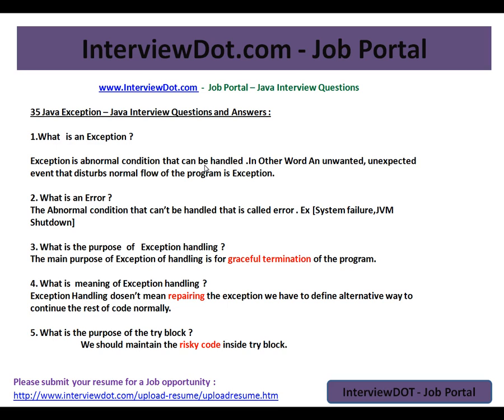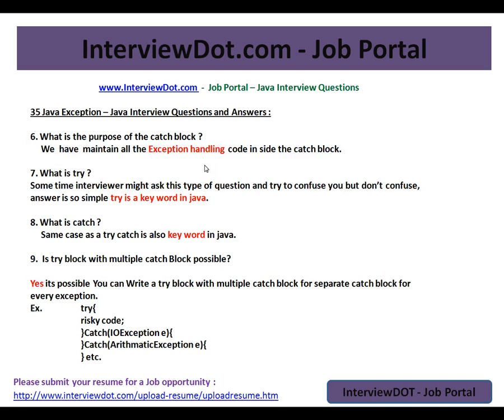What is the purpose of try block? We should maintain the risky code inside the try block. While you're reading a file from the hard disk, the code that reads from the hard disk, you can place it inside the try block. What is the purpose of catch block? We maintain all the exception handling code inside the catch block. It means you try to read the file, and there is a problem, file not found exception. So in the catch block, how are you going to handle it?